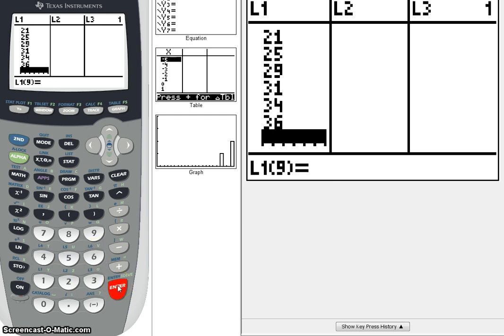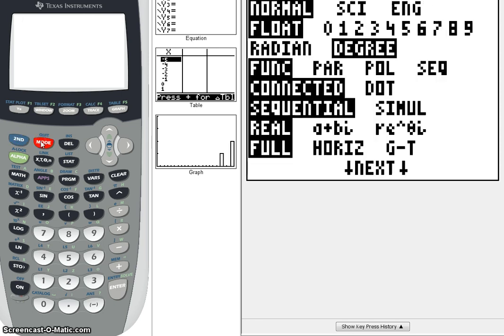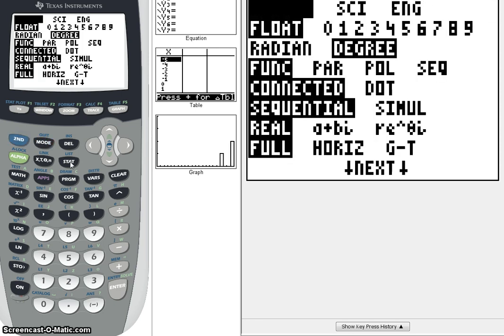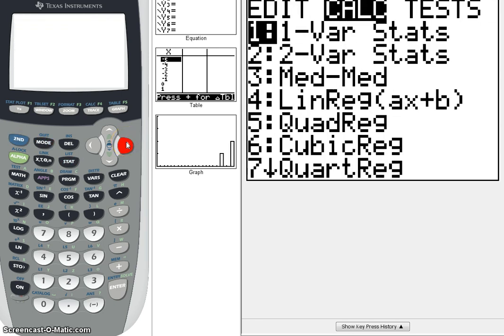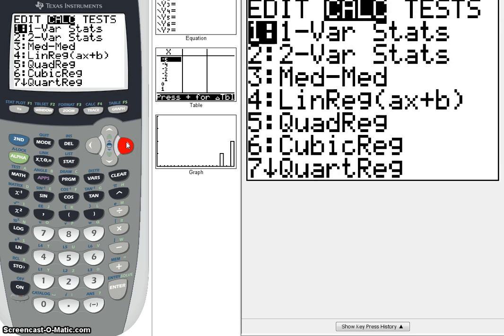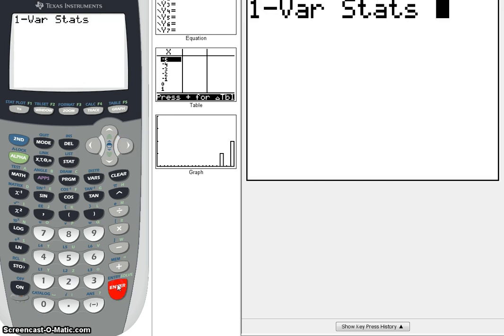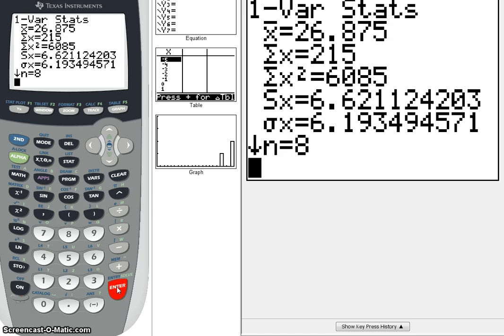There's my 8 numbers. Now I'm going to get out of there with second quit. And then I'm going to go back to statistics, but this time I'm going to calculate, and I want the one variable statistics. So I'm just going to hit enter, and my list is in list 1. So I'm going to calculate the one variable statistics of list 1.